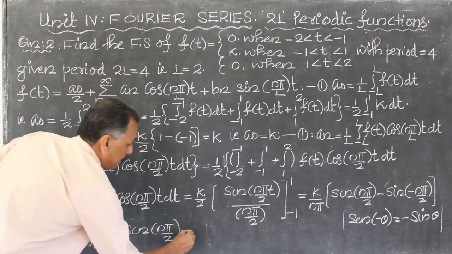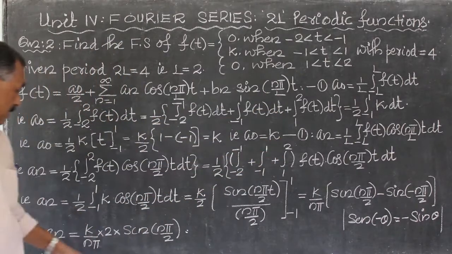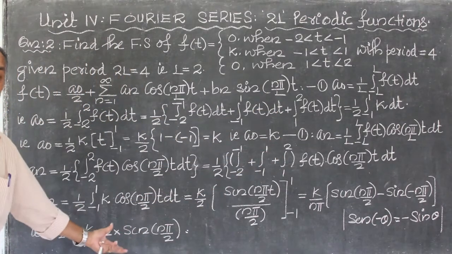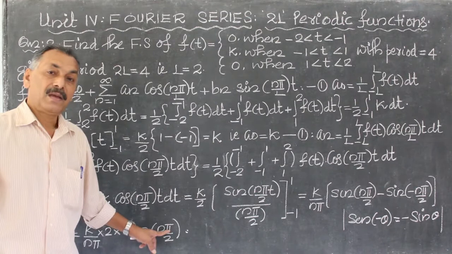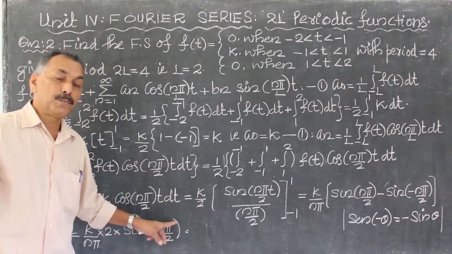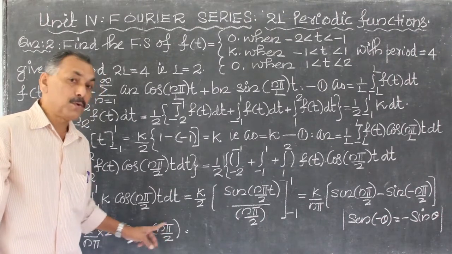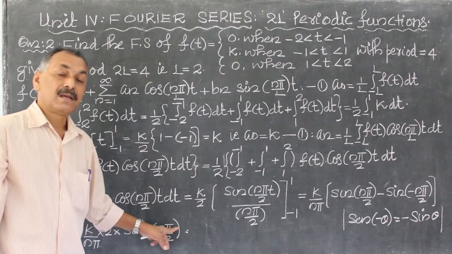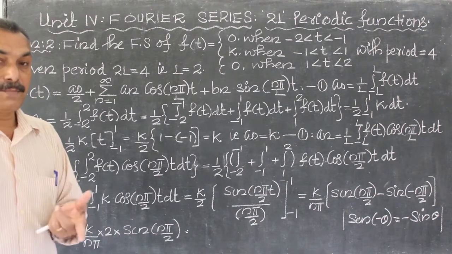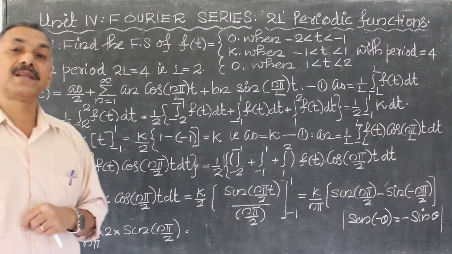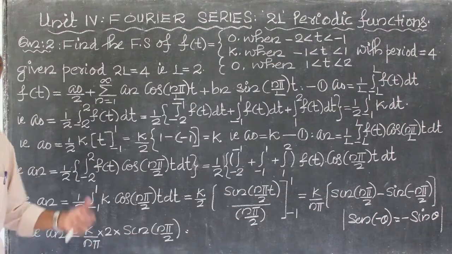This is the value. That is, a0 is equal to k, and an is equal to this value. For different values of n, consider n even first. If n is even, for n equal to 2 it is sin pi, for n equal to 4 it is sin 2 pi, for n equal to 6 it is sin 3 pi. Sin pi, sin 2 pi, sin 3 pi, sin n pi are all 0. So if n is even, an is equal to 0.